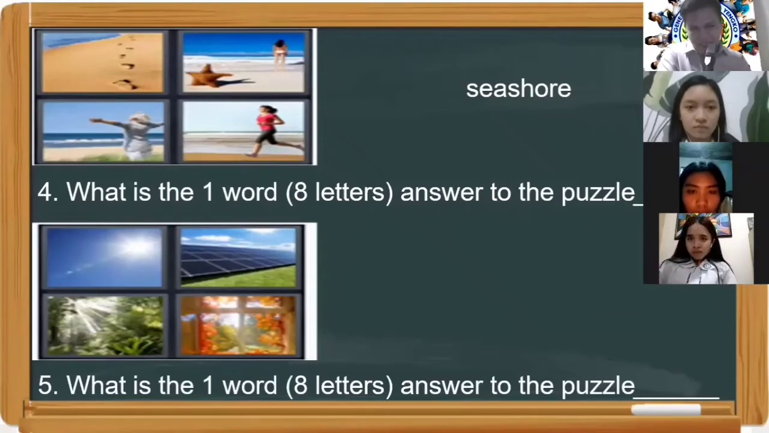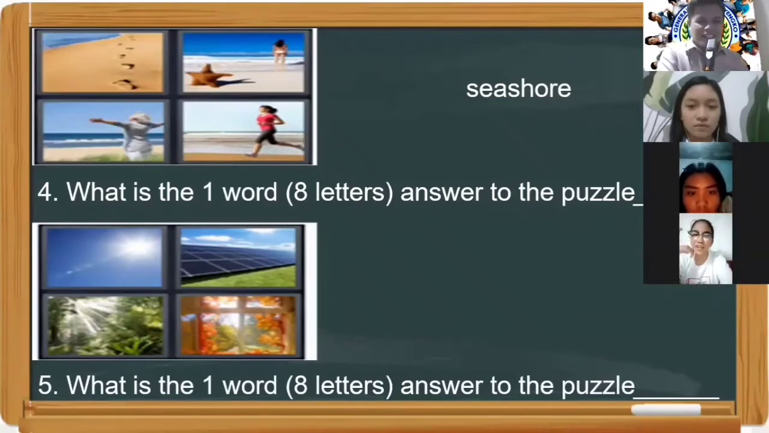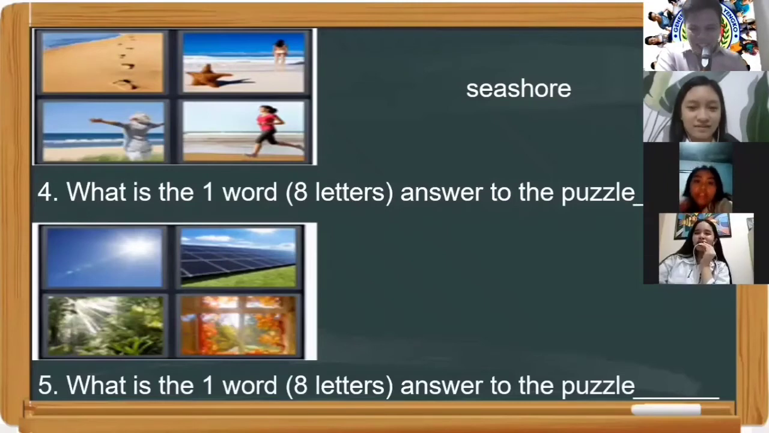Ano ba yung nakikita nyo? Mayroon yan sa bubong ng Yenko. Alam nyo ba yun? Solar panels. Sunlight po. Solar panel po, sir. Hindi, letter. Sunlight po.